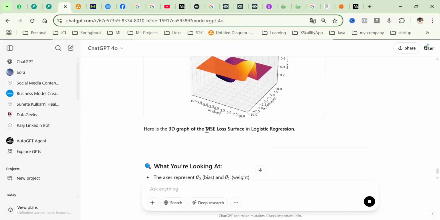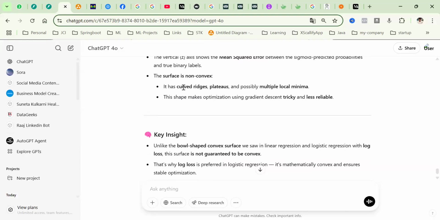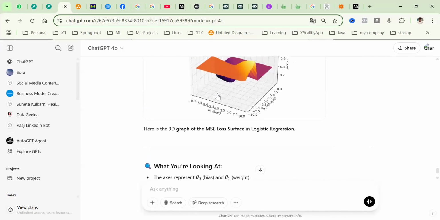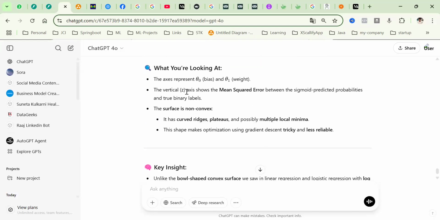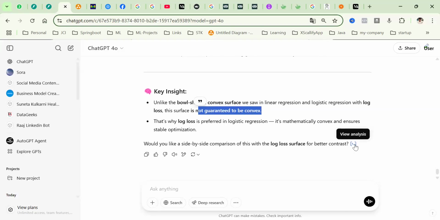This is a 3D graph of the MSE loss function in logistic regression. It has curved ridges and multiple local minima, and this shape makes optimization using gradient descent tricky and less reliable. I told you, you cannot apply gradient descent on this kind of graph where there are a lot of local minima. It is not convex. And you can see the code.